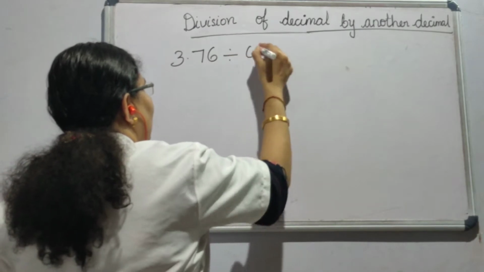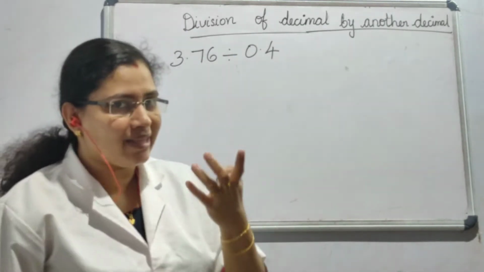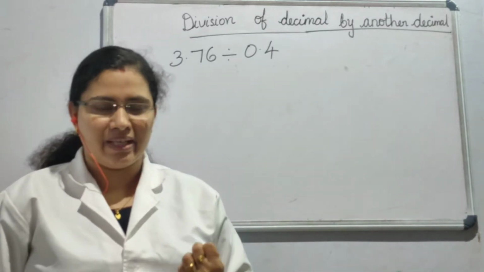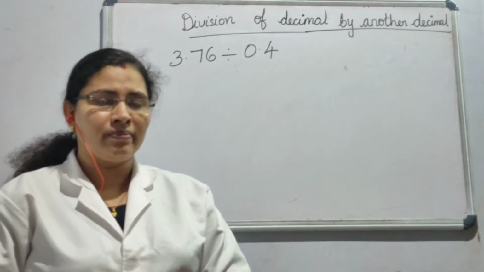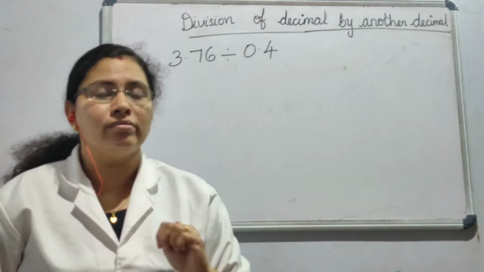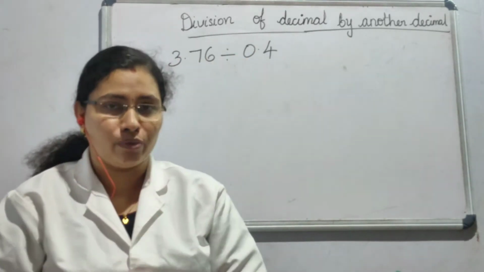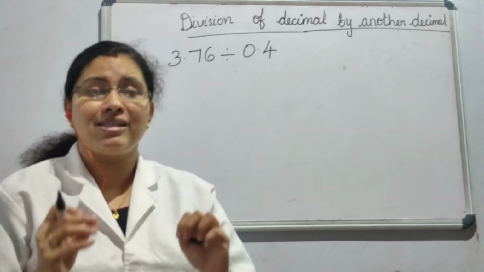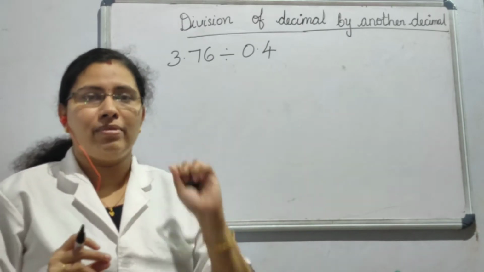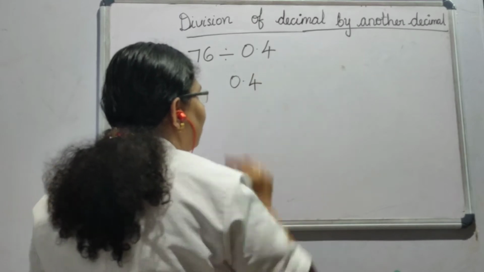3.76 divided by 0.4. As you can see here, 3.76 is a decimal number and 0.4 is also a decimal number. So how will we solve this problem? What is the divisor here? It is 0.4. First, we have to look at the divisor. We have to move the decimal point towards the right so that we get a whole number as the divisor.